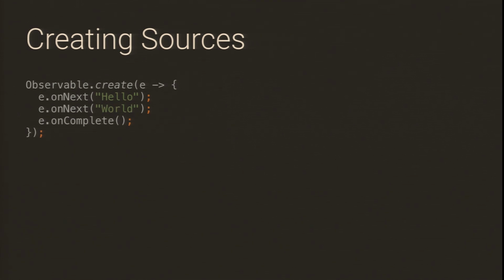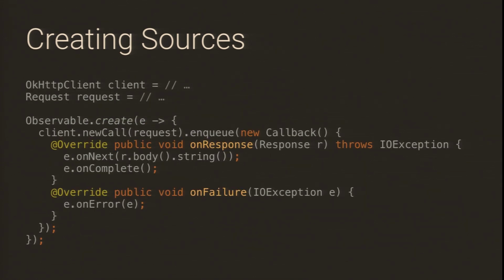You also could send multiple types here, or no types at all. You could call on error. If you have asynchronous sources, so you want to wrap something that already has a listener, this is how you would do it. So inside that function, you would call your asynchronous thing, and then in its callbacks, you can then propagate that to either on next, on error, or on complete.